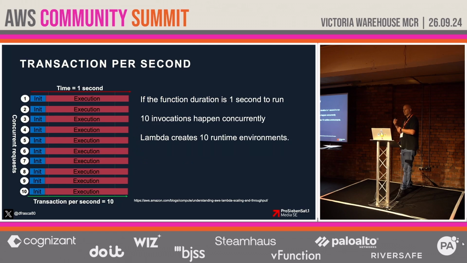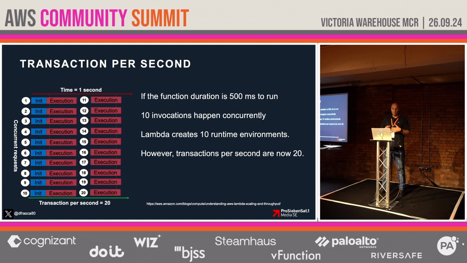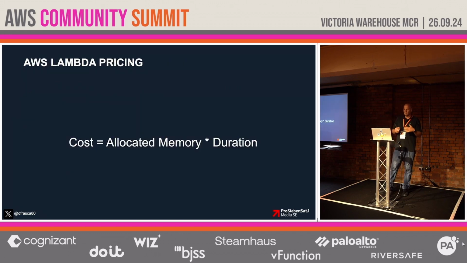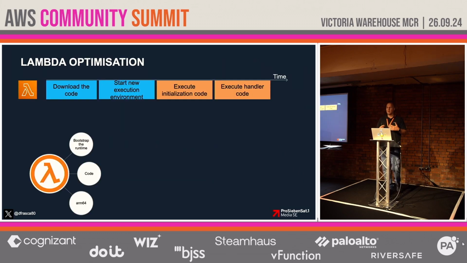With this, we can talk about transactions. Luke has shown that this number is not 100% exact, but the faster your Lambda is, the higher the transactions per second. So in this example, if you have 10 requests and the Lambda runs 1 second, you have 10 transactions per second. If it goes to 500 milliseconds, you will have 20 transactions per second. So speed in Lambda is very important, and this also influences the cost of the Lambda. In fact, the cost of the Lambda is the allocated memory multiplied by duration. So all of this is good, but how can we make our Lambda faster?